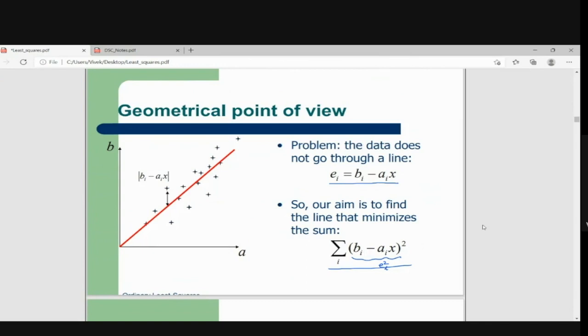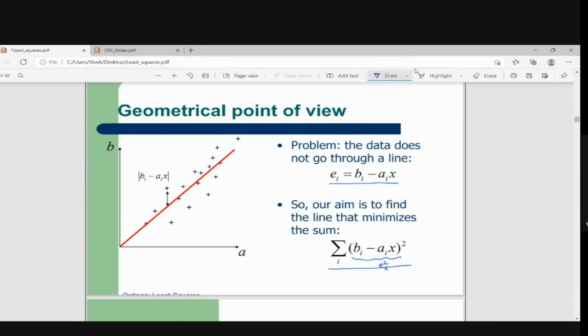If this sum of squares becomes zero, it means that all the points lie on the line. But if that is not true, then definitely we are not going to get the value zero, we're going to get some number here. But this is what we are going to calculate. We are going to take the sum and try to find all this error.